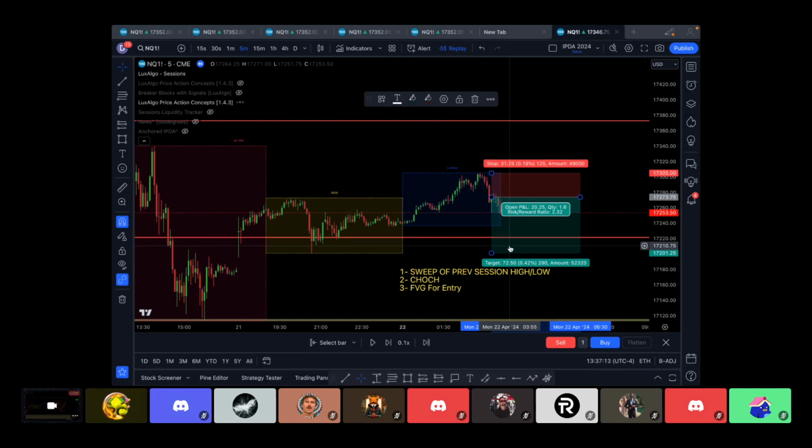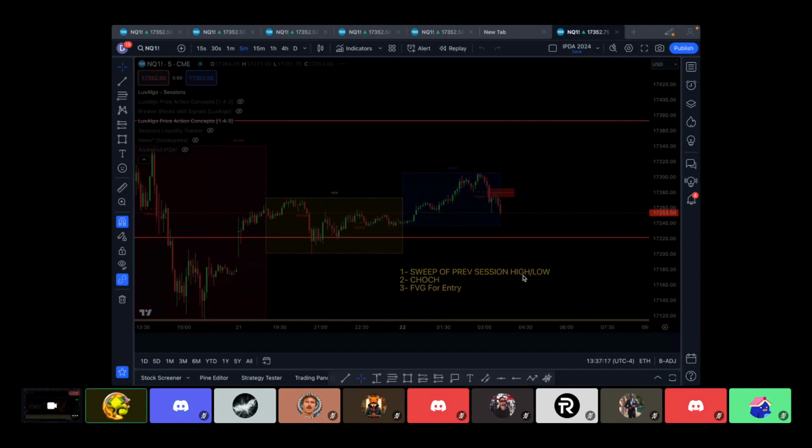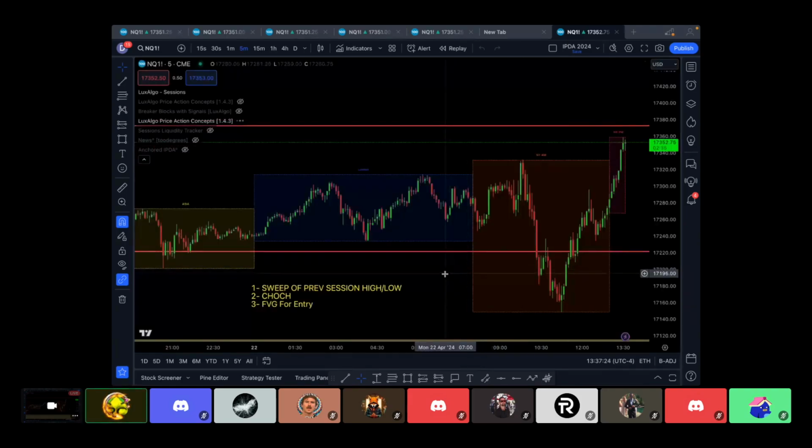Okay, I've modified this again. Now for longs, let's have a look. For longs. Before I go into the changes, structural changes.